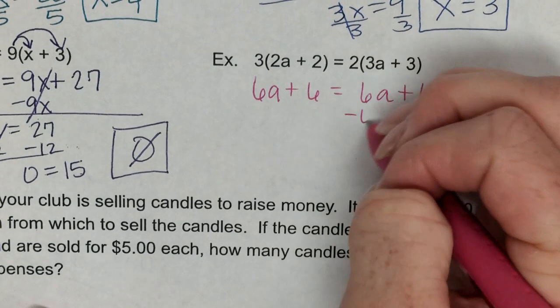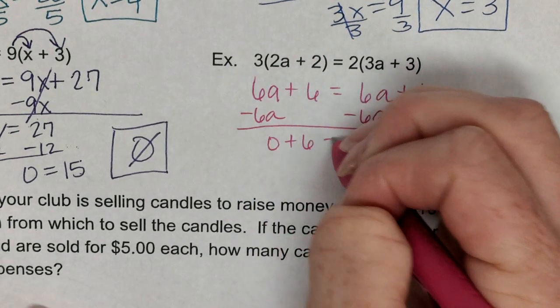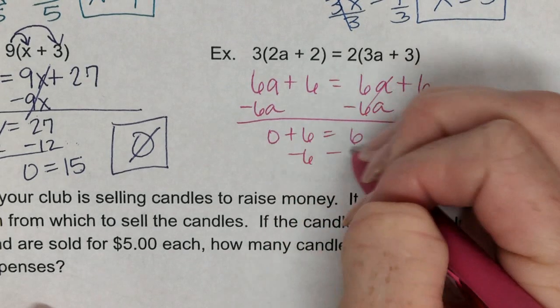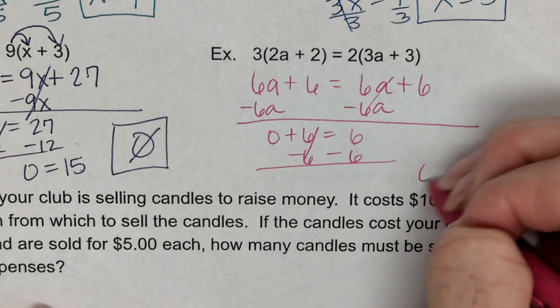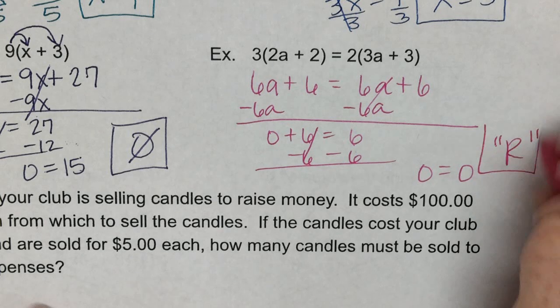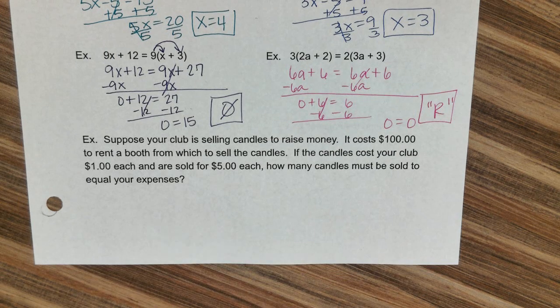So I'm going to subtract 6a. I get 0 plus 6 equals 6. I would subtract 6, and I would end up with 0 equals 0. So my answer is all real numbers. Do y'all understand the difference between no solution and all real? I think there's a lot on your assignment today. Okay? So you've got to know the difference. All right, let's go do some word problems.